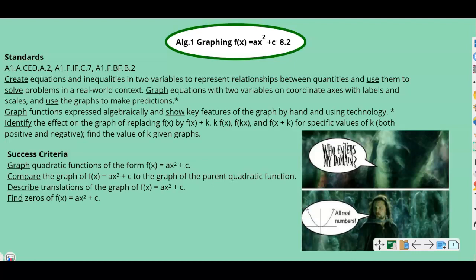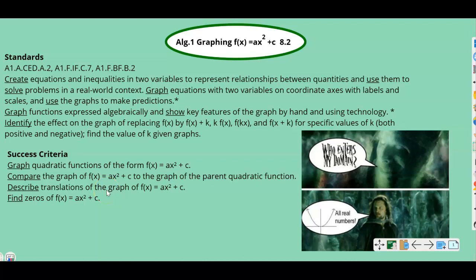Today we're going to be graphing f of x equals ax squared plus c, starting with the state standards given here. And to be successful today, you need to be able to graph a quadratic function of the form f of x equals ax squared plus c. You also need to be able to compare the graph of f of x equals ax squared plus c to the graph of the parent quadratic function.